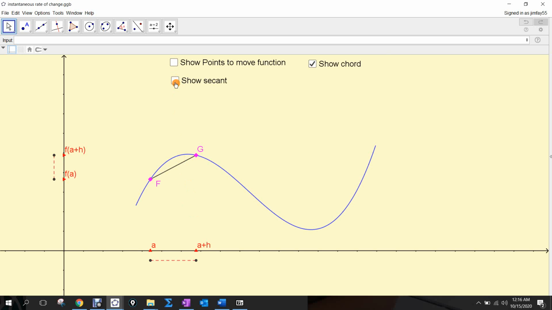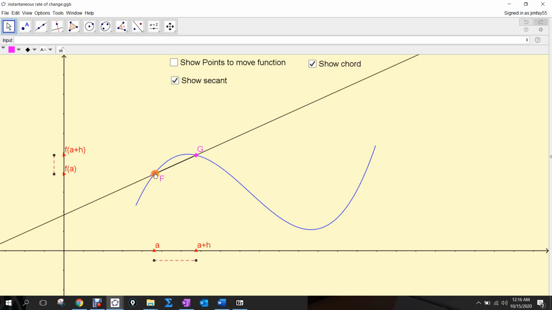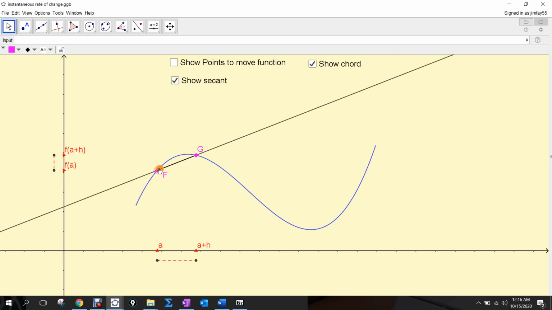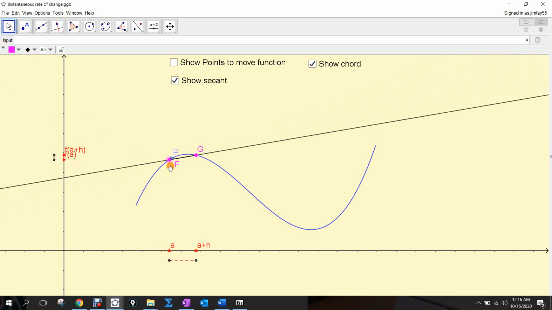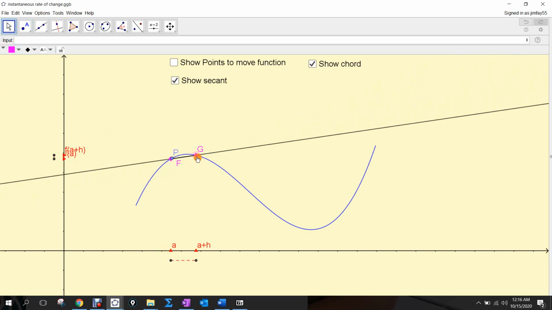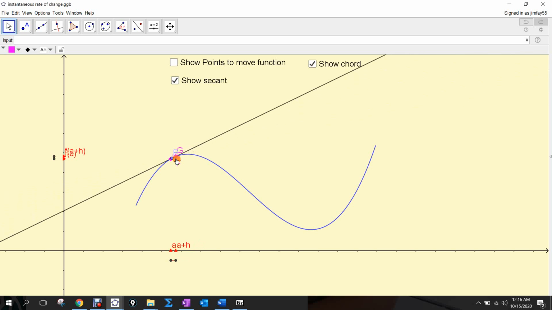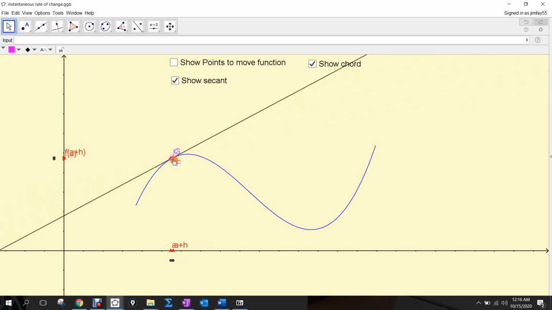Well, in calculus, we like to look a little bit more than just the chord. We look at the secant. And what we do in calculus is, if I'm trying to find the slope, but let's say, I'm just going to put an extra point in here. Let's say I want to find the slope at point P. Well, what we do then is that we take this point F and we take this point G and we try to get them infinitesimally small.